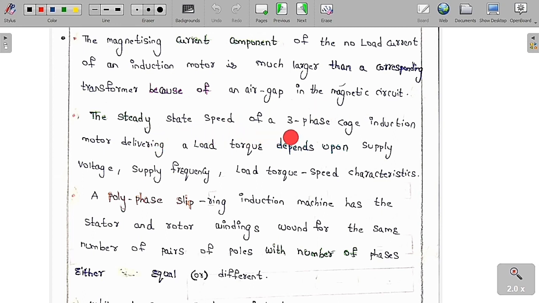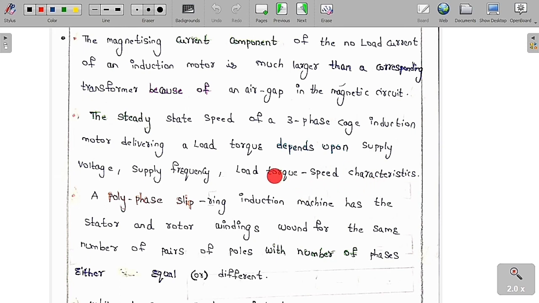The steady state speed of a 3-phase squirrel cage induction motor delivering a load torque depends upon the supply voltage, supply frequency, and load torque-speed characteristics. These things I have already told you. See, the steady state speed of a squirrel cage induction motor delivering a load depends on, as I already told you, torque being a function of voltage and frequency, and based on this we are going to get the speed.